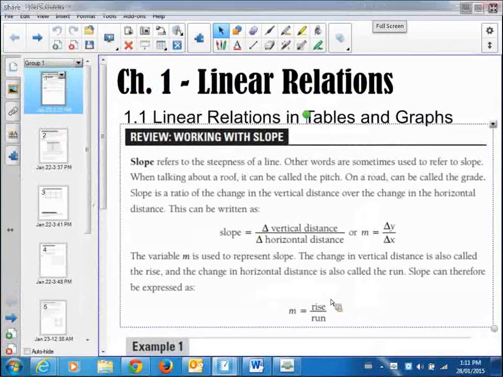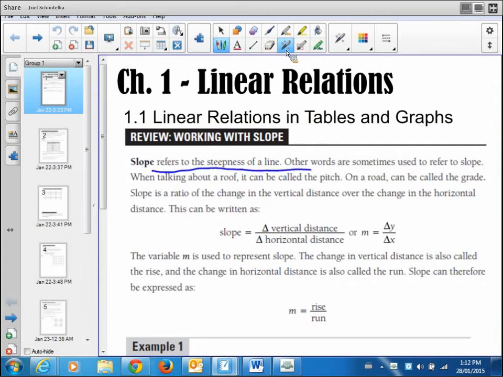Linear Relations, Workplace 30. Right off the bat, it's a real quick review, in case you've forgotten stuff, which very well could have happened. Slope refers to the steepness of a line. Other words are sometimes used to refer to slope. If we're talking about a roof, you'd say pitch. On a road, you'd call it the grade of the road.